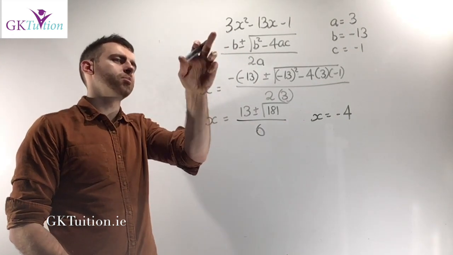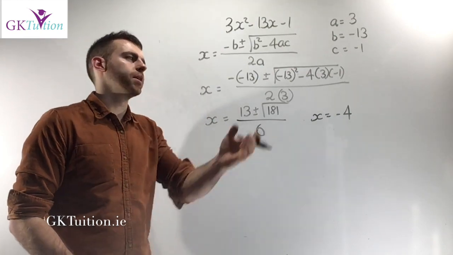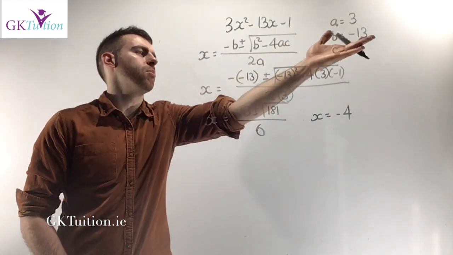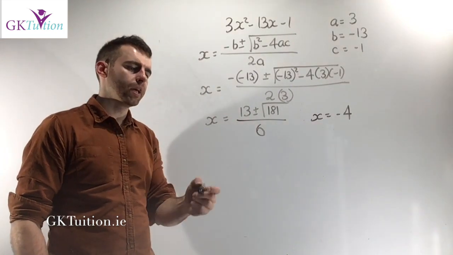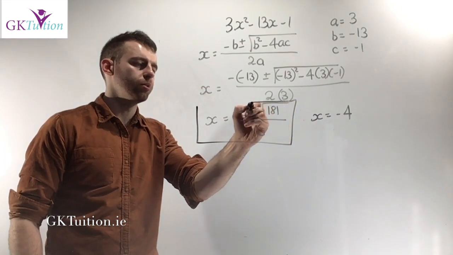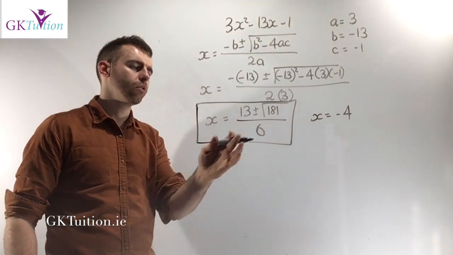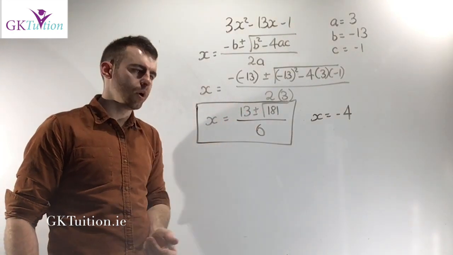We just need to use the minus b formula to factorize 3x squared minus 13x minus 1. Clearly a in this case is 3, b is minus 13 and c is minus 1. When you sub into your minus b formula, you should end up with x is equal to 13 plus or minus the square root of 181 over 6. So there are two of your roots. One of them is the plus, one of them is the minus.